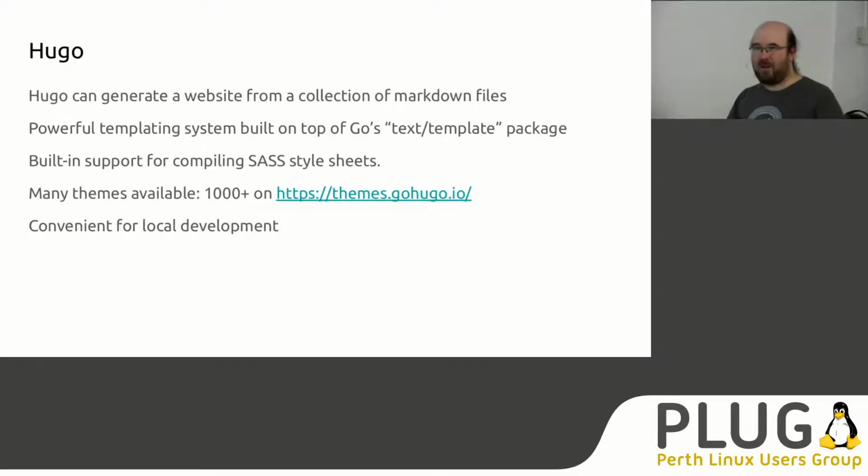So the static site generator in particular I was going to talk about is called Hugo. This is a static site generator. You write your content in Markdown, which is a simple textual format. There is a templating system which can take those Markdown files and generate the HTML and CSS and everything else.